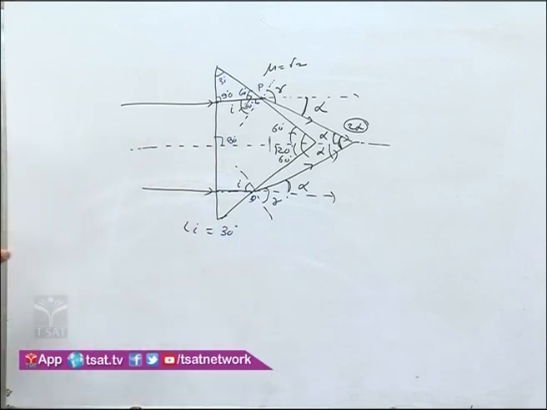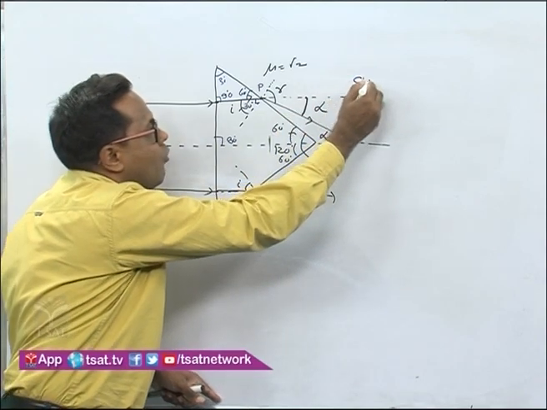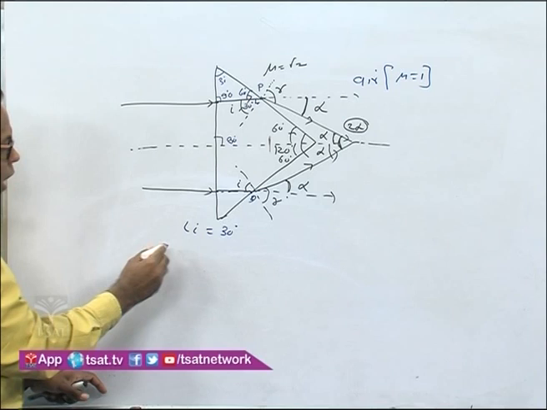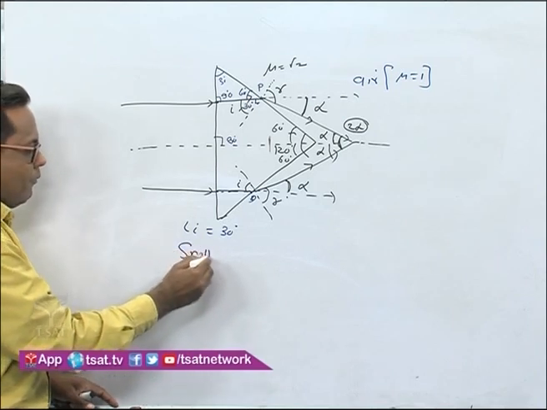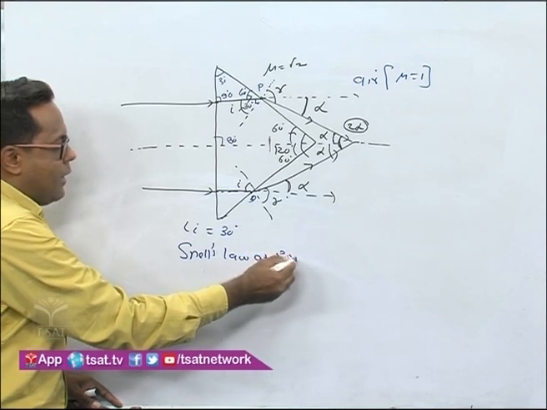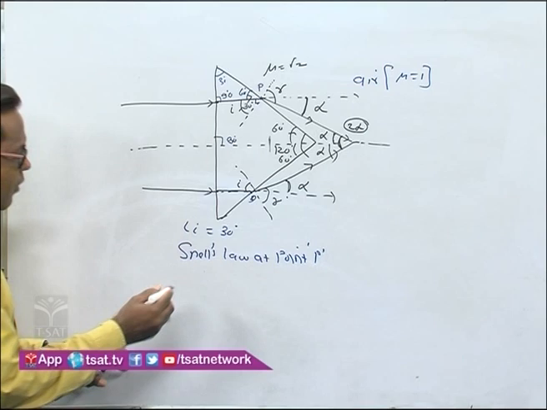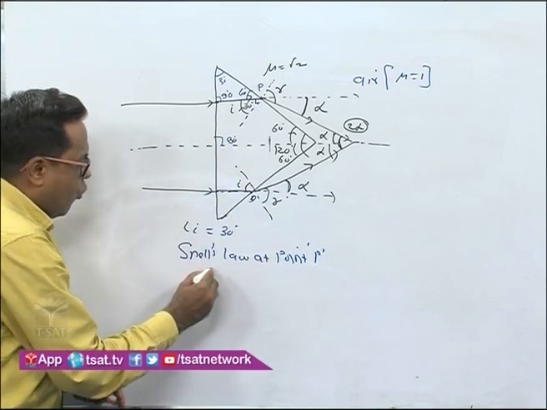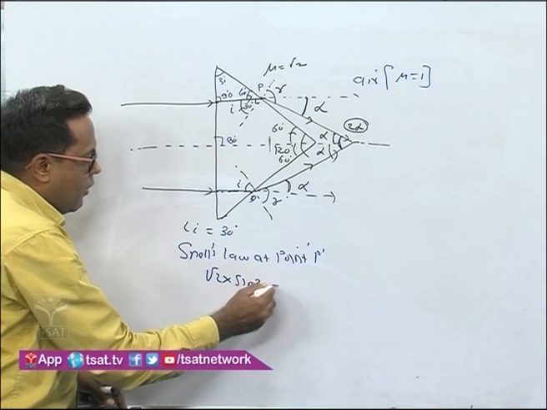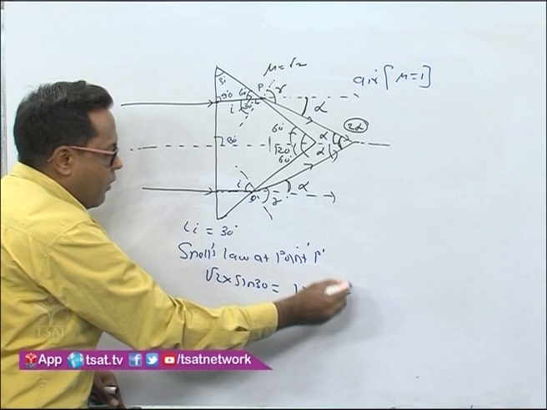Now you can easily apply Snell's law at point P. Nothing else is given, so it is taken as air with mu equal to 1. Applying Snell's law at point P, it will simply be mu1, that is √2, into sin i, that is sin 30, equal to mu2, that is air, into sin r.